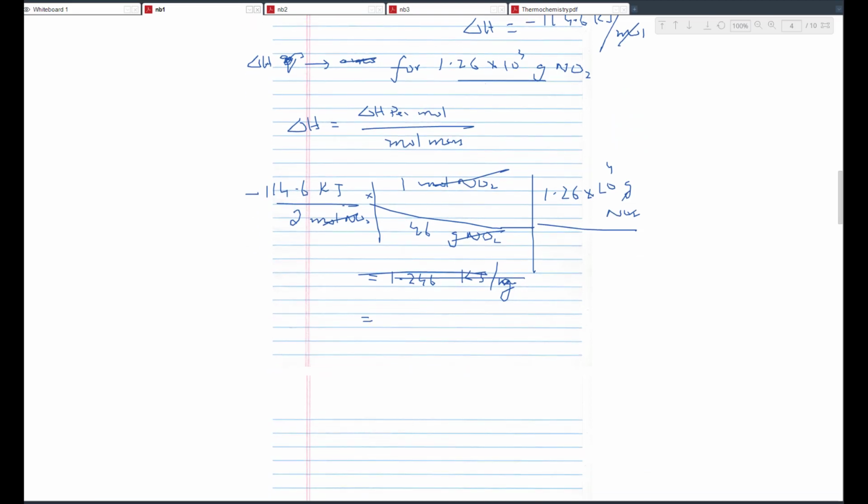So now let's do this one. 114.6 times 1.26 exponent 4 divided by 2 divided by 46. What is the answer? 1.57, about 1569 or 1570, times 10 to the 4. That's the answer, kilojoules. In the book it says 1.57 times 10 to the 4 kilojoules. Oh, you're right, because I have to adjust this one. Actually it was 15695.21. If I round it, I will get 1.570 times 10 to the power 4 kilojoules. Am I right? And the unit is kilojoules, not kilojoules per gram.